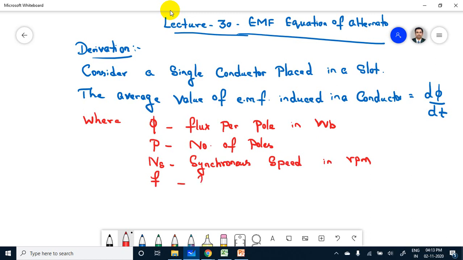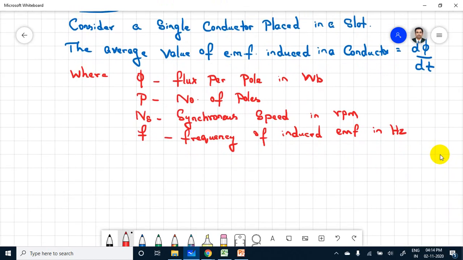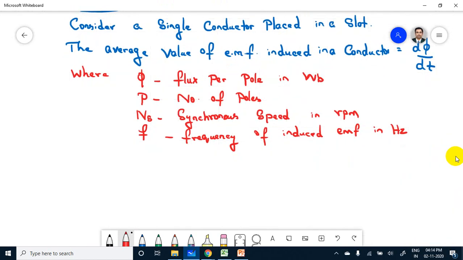F is the frequency of induced EMF. Please mute your mic. Induced EMF in hertz. Frequency of induced EMF means it is the rotor frequency.